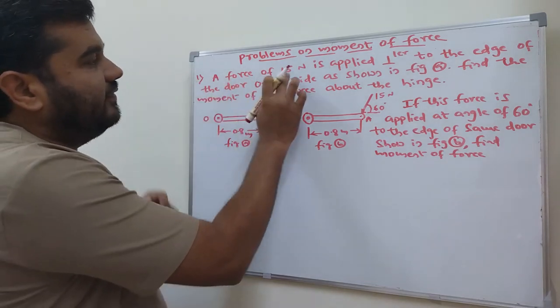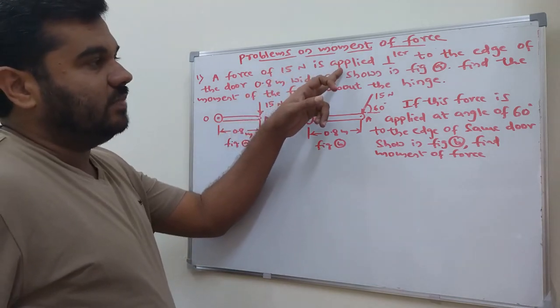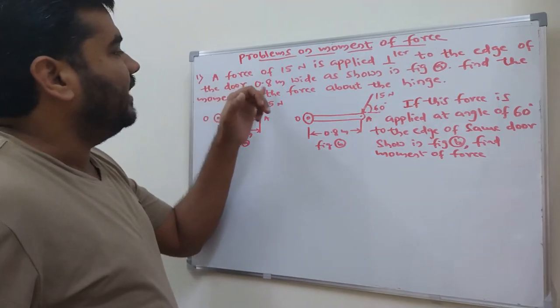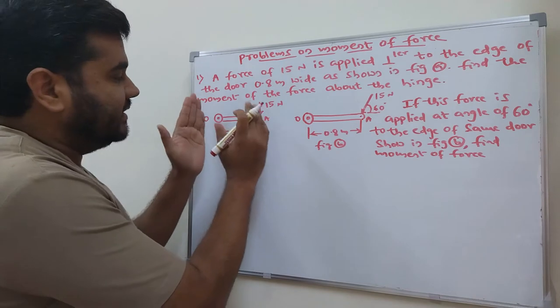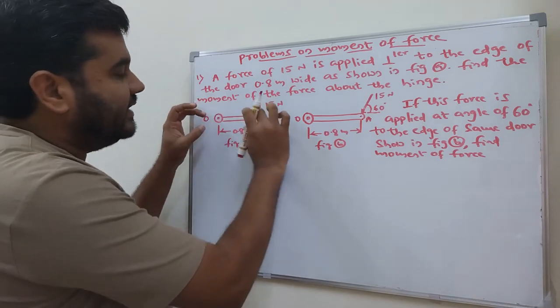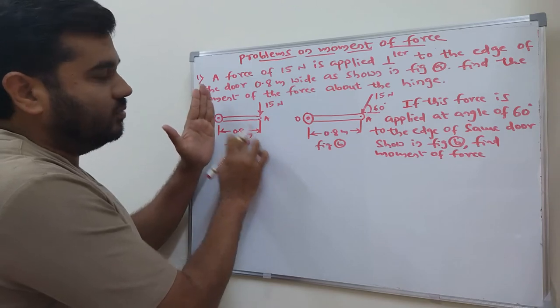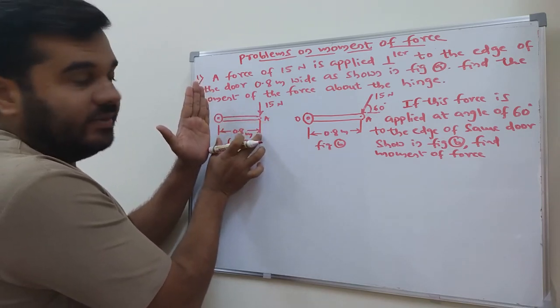A force of 15 newton is applied perpendicular to the edge of the door 0.8 meter wide. You have one door here. Its width is 0.8 meter. Consider this is the door. This is the hinge. And its width is 0.8 meter.